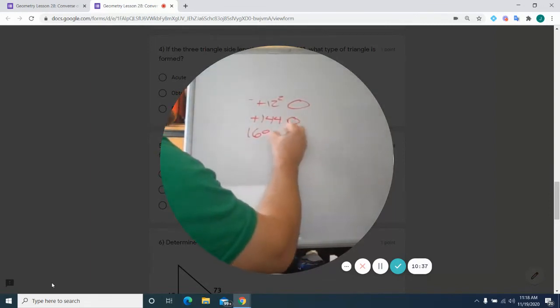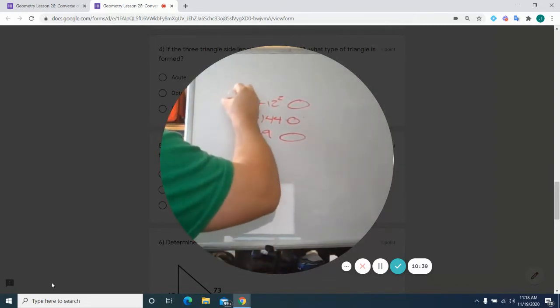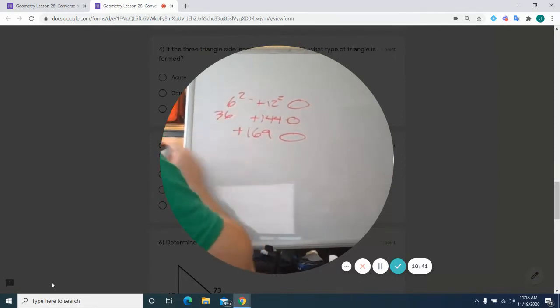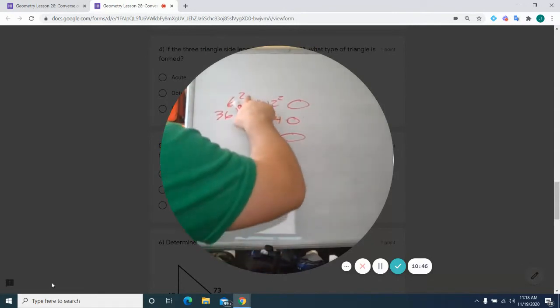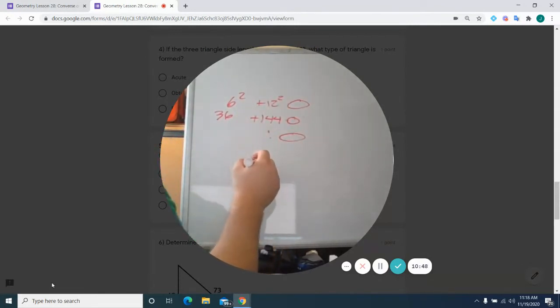So it's going to be 6 squared, which is 36. 36 plus 144. It's going to be 180.